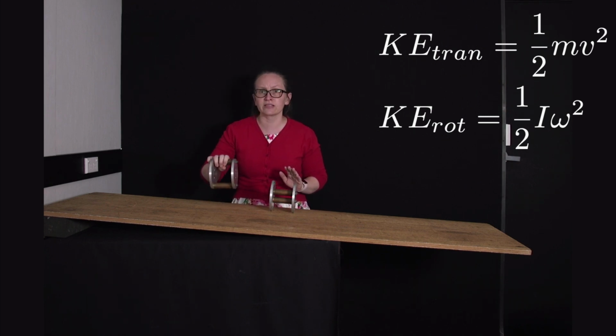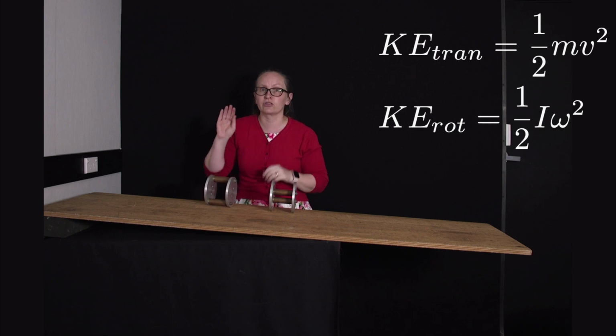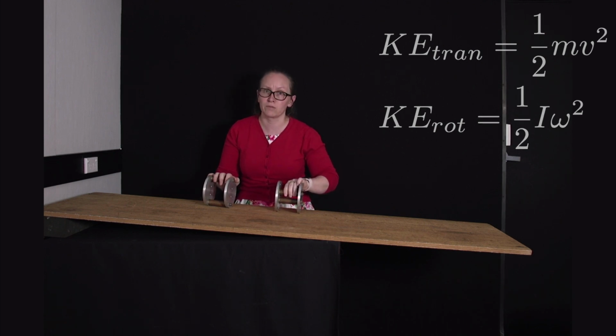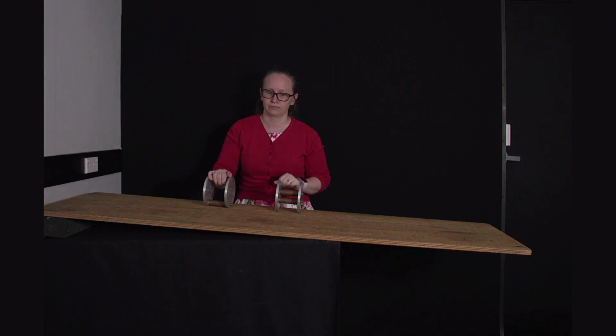So this object with a higher moment of inertia required more rotational kinetic energy. Its half I omega squared term was bigger, which meant that there was less energy going into the translational kinetic energy, which meant that it was getting to the end of the ramp after this one with a smaller moment of inertia. Let's have a bit of a look at a worked example now where we'll solve a problem for something rolling down an inclined plane.